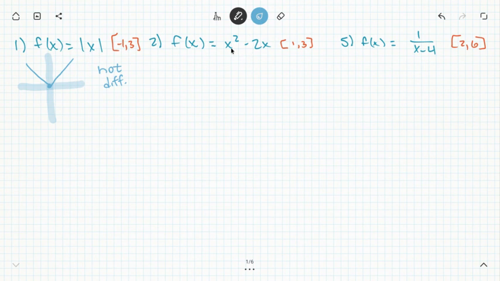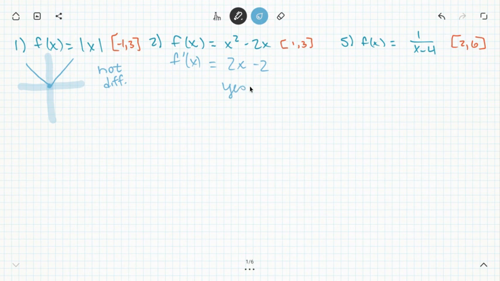Number 2, can we take any polynomial and put in a real number? And we can. All polynomials are continuous. So this one is continuous. Is it differentiable? We can always take the derivative of a polynomial as well, because the derivative of a polynomial is a polynomial, just reduced by a power of 1. So both of these are continuous, which means both of these are differentiable and continuous.